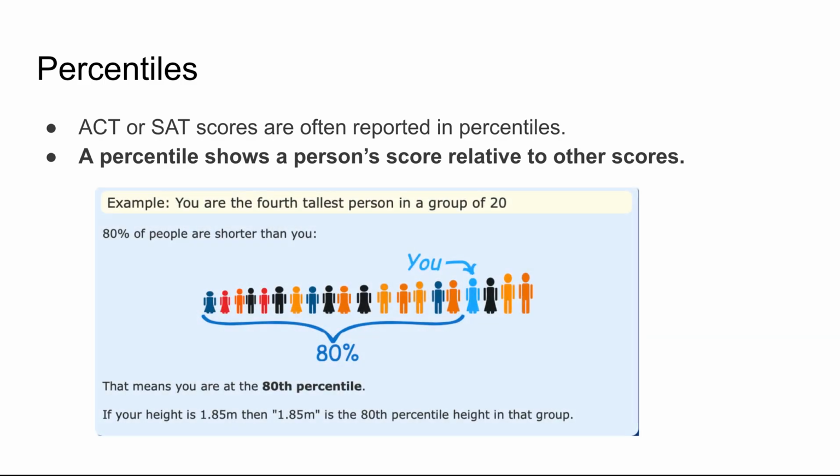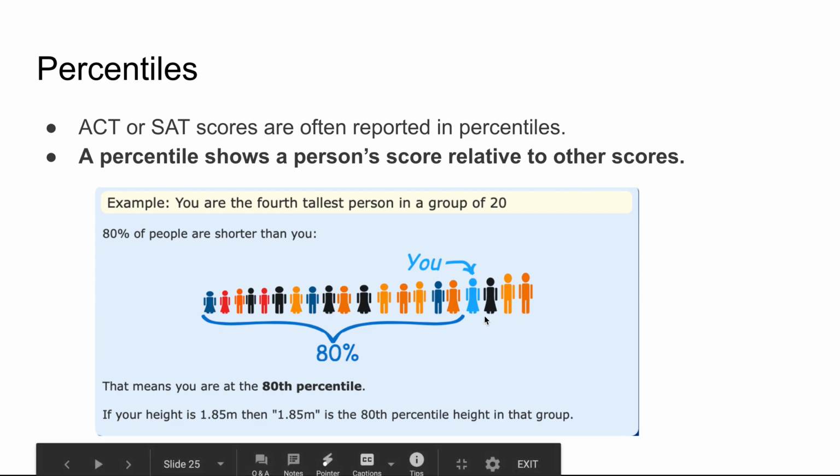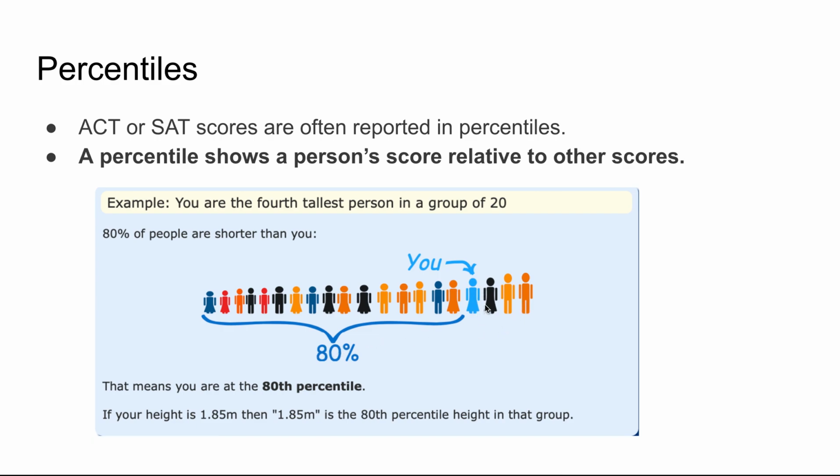So let me see. Here's one example. You are the 4th tallest person in the group of 20. So this is you, and you have 3 more before you who are taller than you. What does that mean? 80% of people are shorter than you. So this means you are at the 80th percentile.